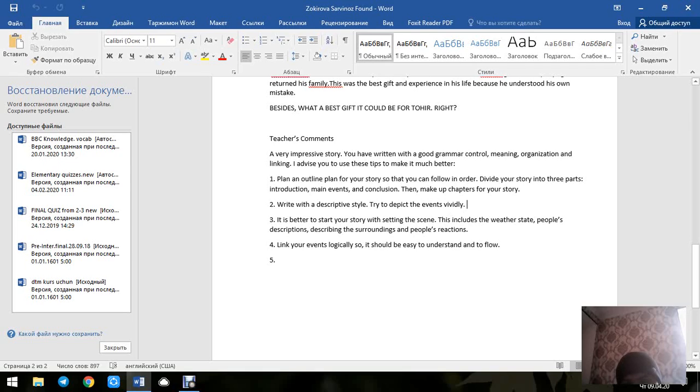The third one, it's better to start your story with setting the scene. This includes the weather state. Let's say you can start, the wind was blowing and the birds were singing. Late evening, so Tahir woke up and did something else.